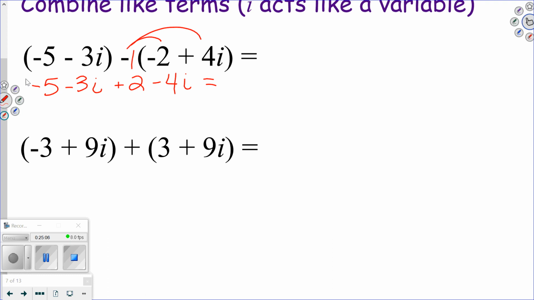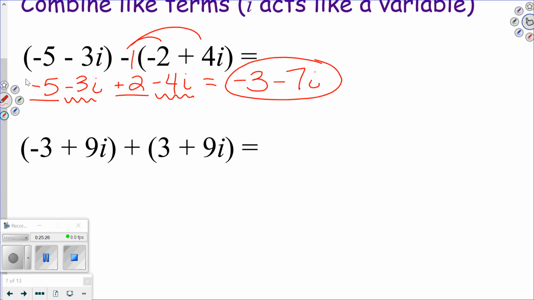Now I can put my like terms together. Okay, so negative 5 plus 2 is negative 3. Negative 3i minus 4i. You owe me 3, you owe me 4. You're still going to owe me negative 7i. Yeah, just watch those signs. All it takes, guys, in math is one sign to mess up your entire problem.